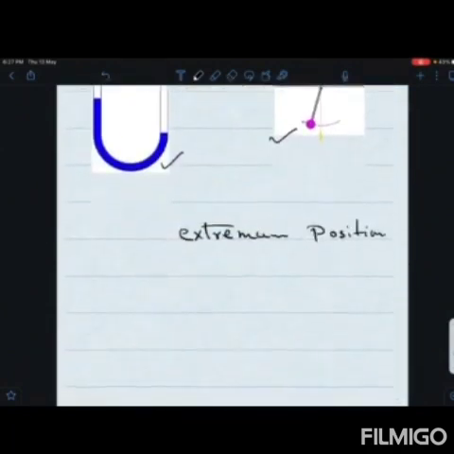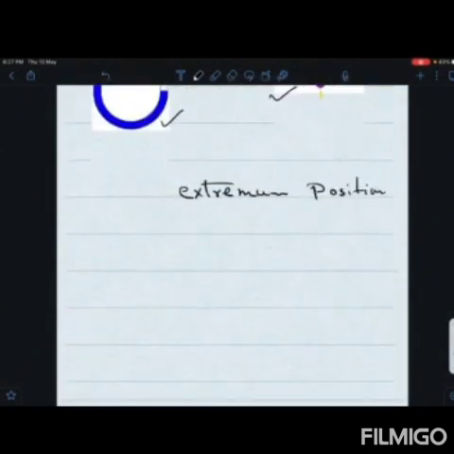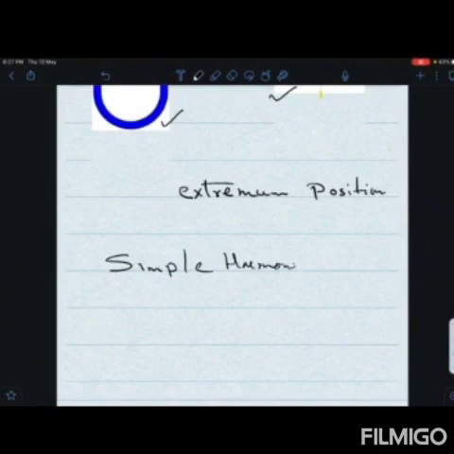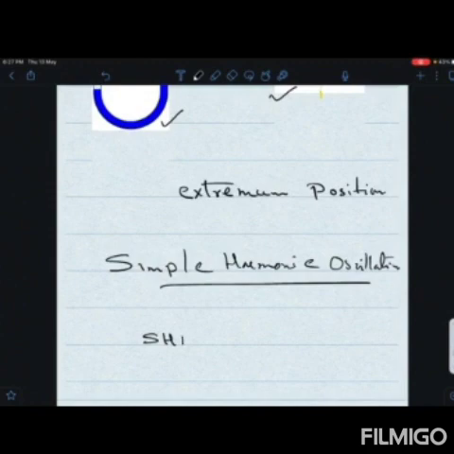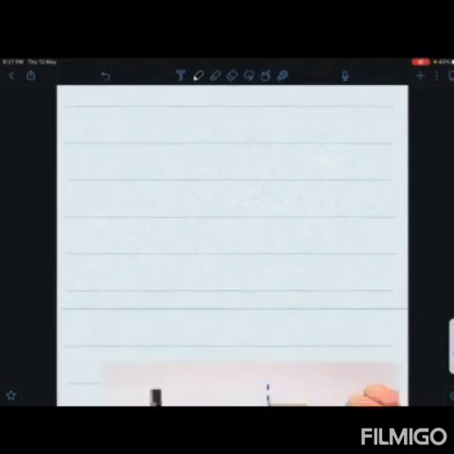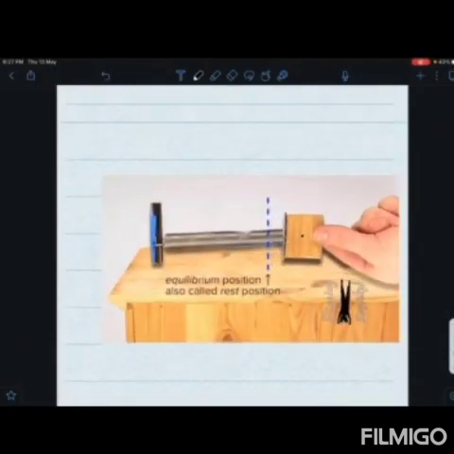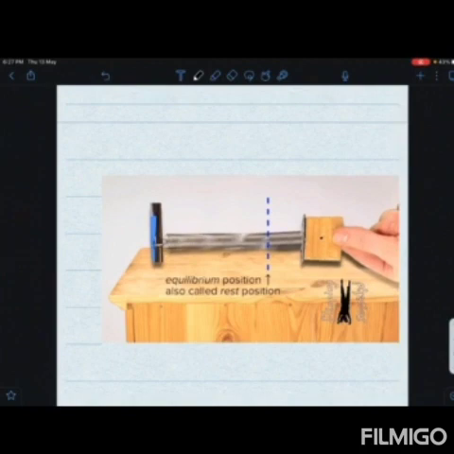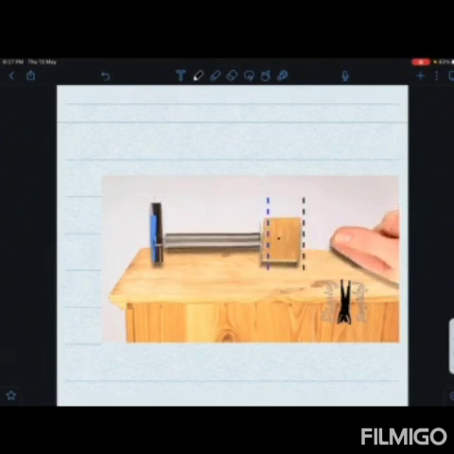Now we'll go into simple harmonic oscillations, okay? Simple harmonic oscillation, or rather we just call it SHM. So we'll just take up the example which I'm going to show you here. You can see I have pulled a spring which is attached to a block. Now it's being released. Okay.